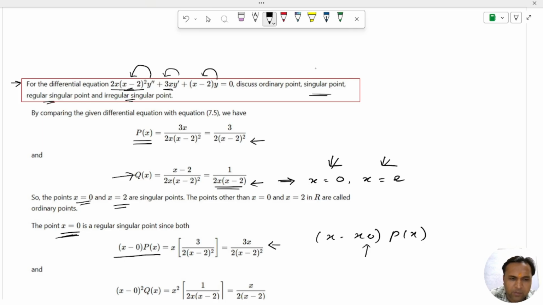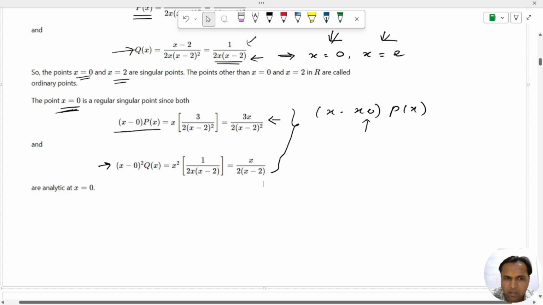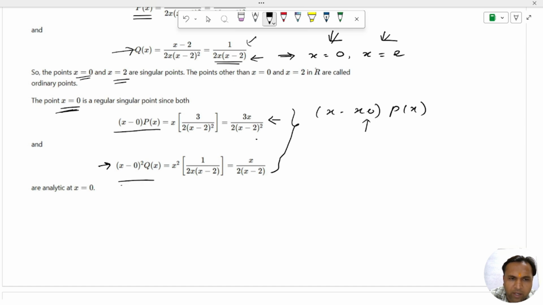Now we have to check x minus x0 whole square times qx. So x square, what is my qx? This is my qx. Substitute both the values here. After substituting all the values, we have to check. We have to take the denominator equal to 0 for this one, and check the denominator equal to 0 for that one. If I take the denominator equal to 0, then we get regularity only at x equal to 2.